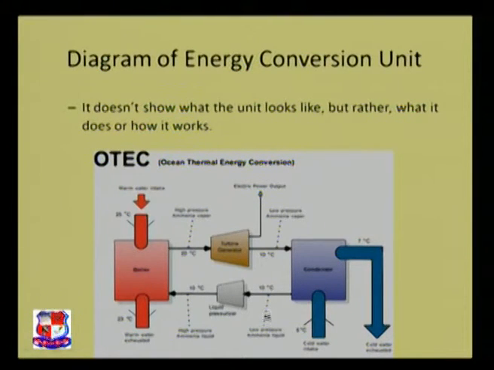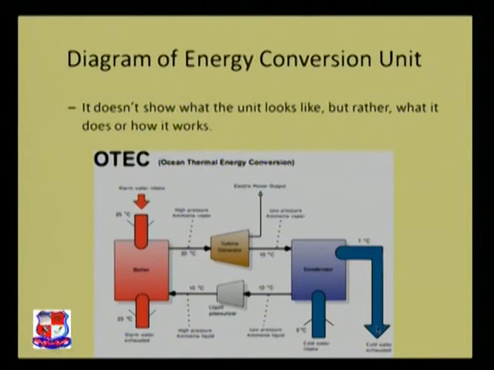How does it work? In the condenser, the intake is 5 degrees Celsius and the outlet is 7 degrees Celsius. From the boiler, 20 degree water would be given to the turbine generator. It will go to the electric power output. Some sort of low ammonia pressure would be created, then it goes to the condenser and again gets exhausted.